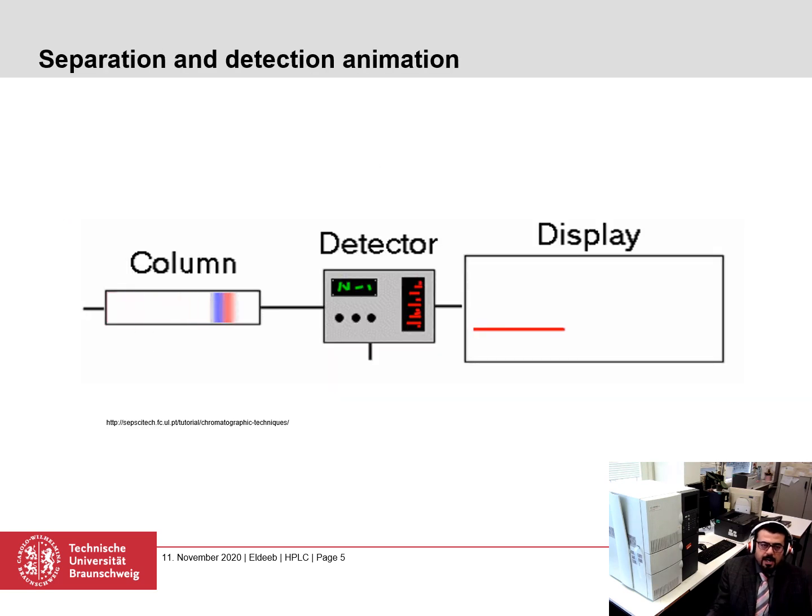So here you see an animation about separation and detection in HPLC. Two components will move with the mobile phase inside the column over the stationary phase and will interact with the stationary phase to a different extent. So they will separate from each other and travel with different speed and will come out of the column one after another, reach the detector and be detected, giving a signal which we call a peak.